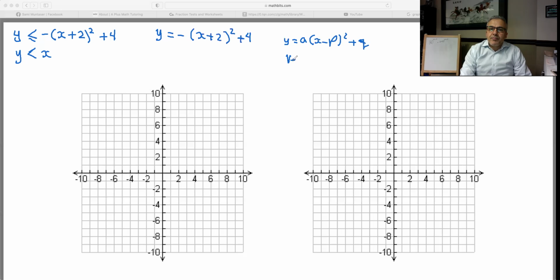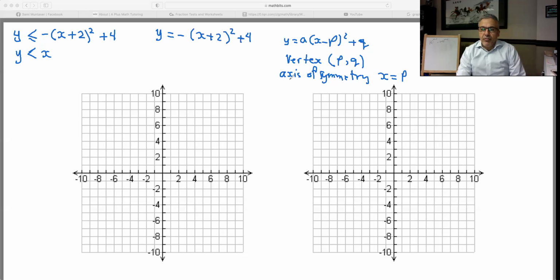where the vertex is (p, q). Every parabola has an axis of symmetry, which is x equals p, the x value of the vertex. A controls whether the parabola opens up or down. If it's positive, the parabola opens up. If negative, the parabola opens down.